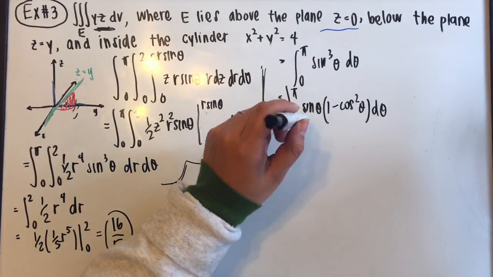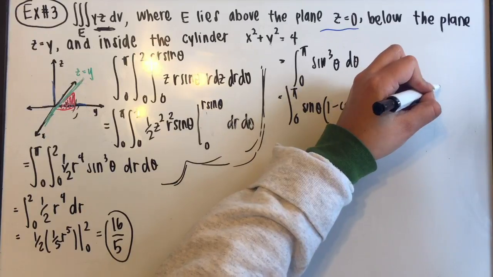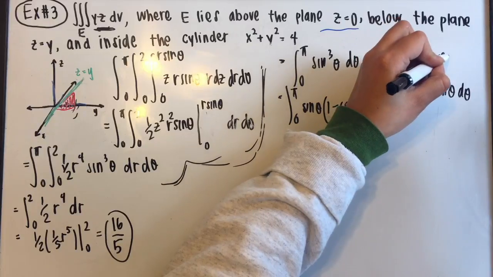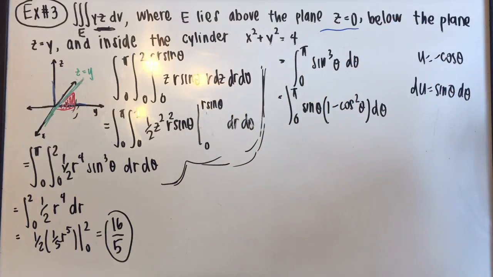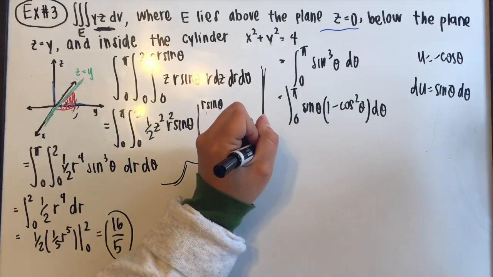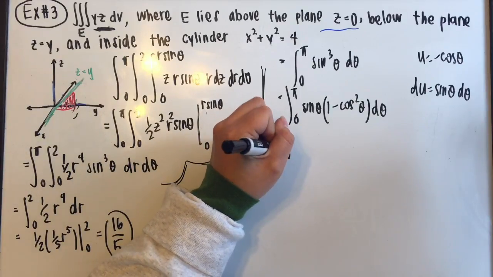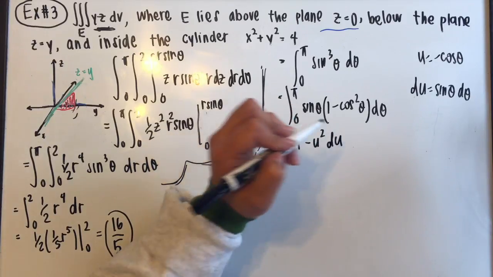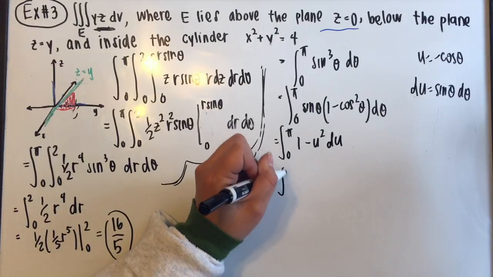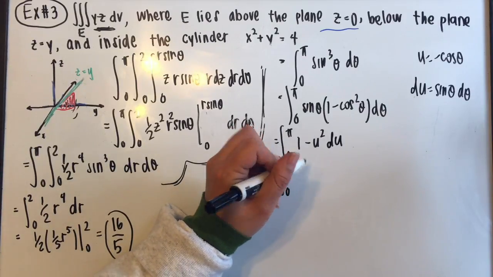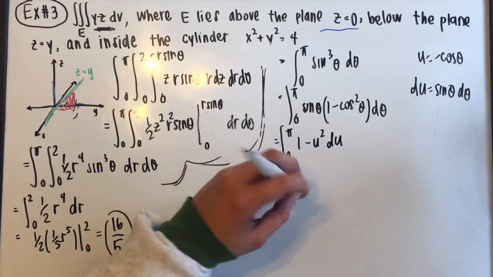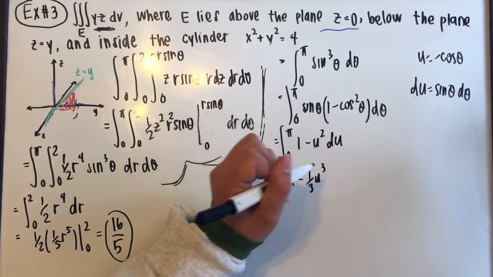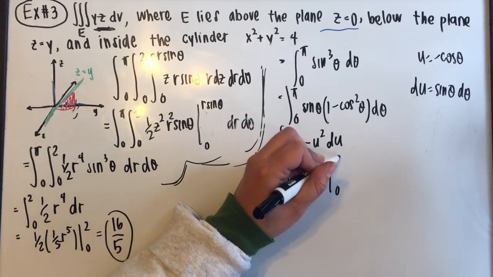And so if we let du equals sine theta, then our u has to be negative cosine. So when we plug in our u, we get 1 minus u squared du. So integrating that, we get u minus 1/3 u to the cube from 0 to pi.